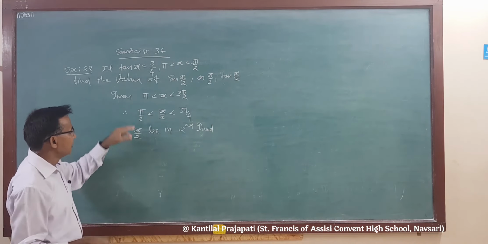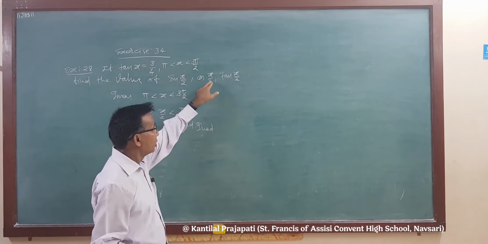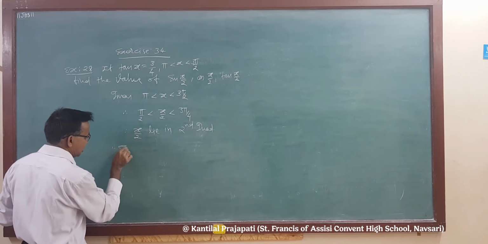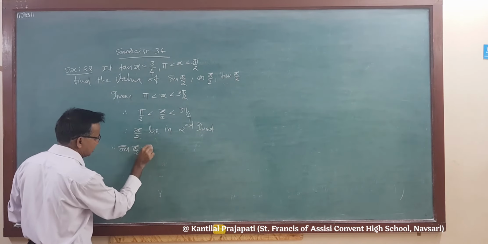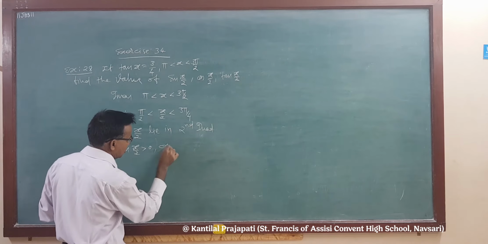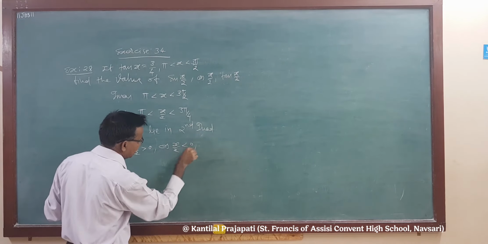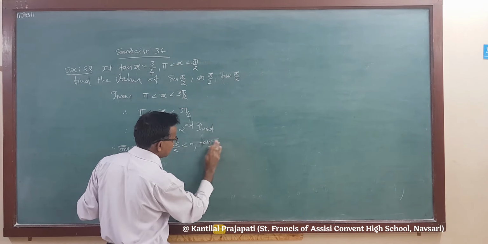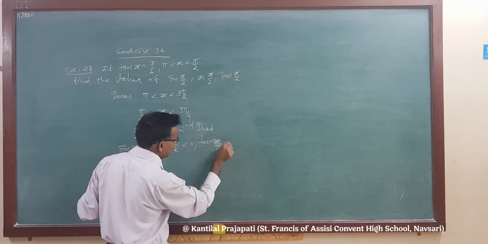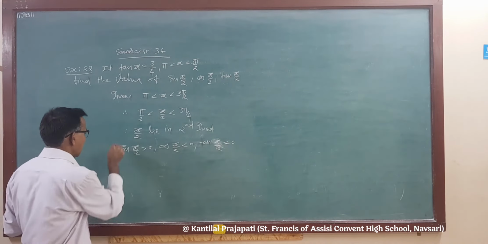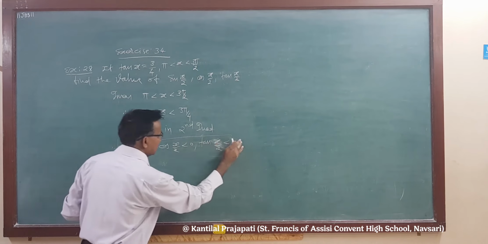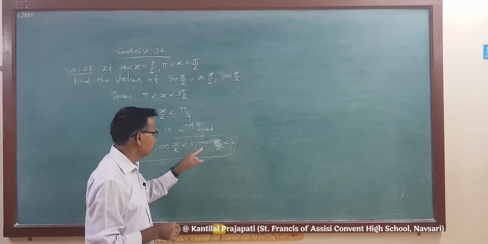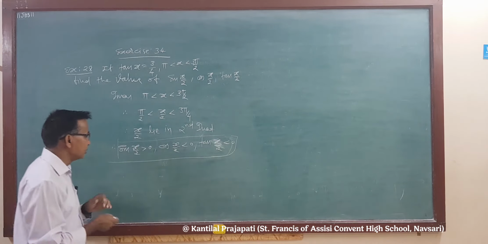So from this we get the signs of sin x by 2, cos x by 2, tan x by 2. In the second quadrant, sin x by 2 must be greater than 0, cos x by 2 must be less than 0, and tan x by 2 is also less than 0, negative.